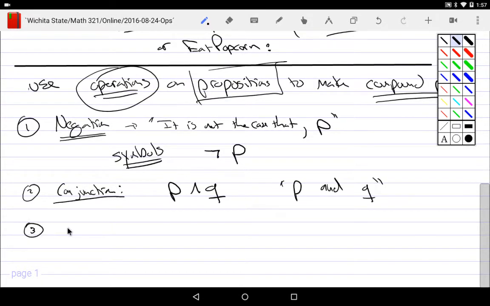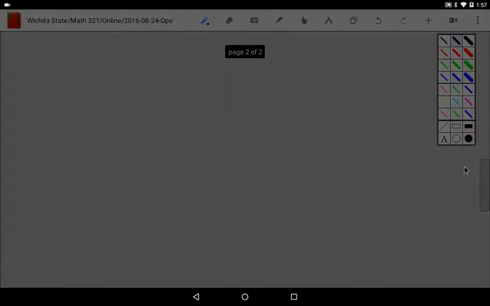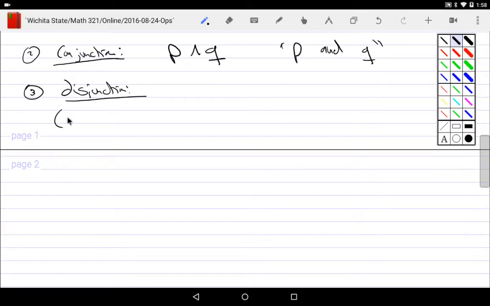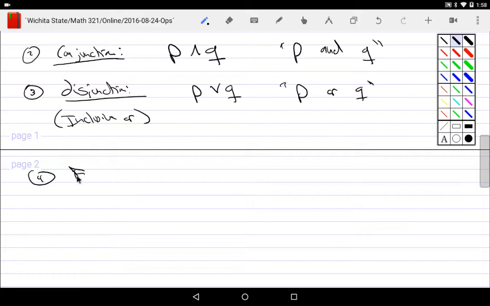The third operator we'll talk about is disjunction, which is also called the inclusive or. And this is P with a V symbol, Q. This is read as P or Q. I'm going to immediately jump to the next guy, 4, which is called the exclusive or, which is P with an O-plus symbol, Q. And this is also read as P or Q.